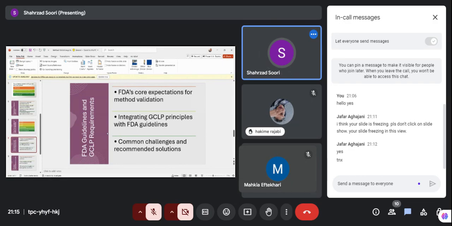Its goal is to ensure that all lab results used for regulatory submissions are reliable and reproducible. Without meeting FDA expectations, labs risk producing non-compliant results that can derail clinical trial and regulatory processes.